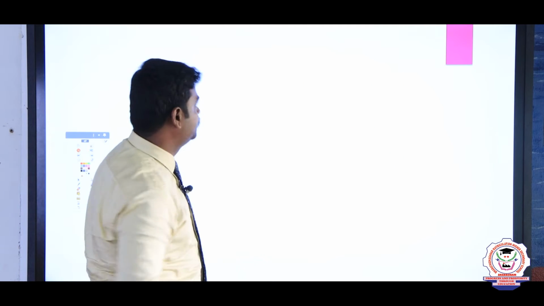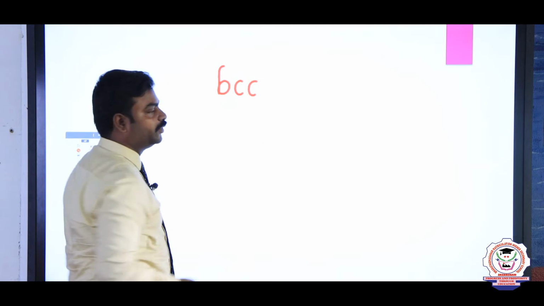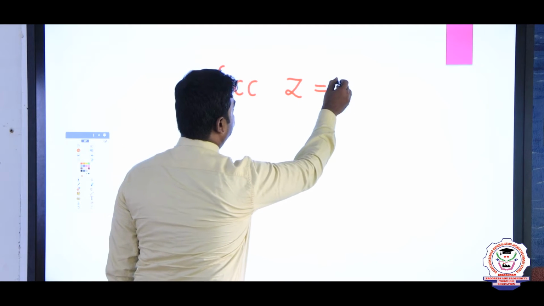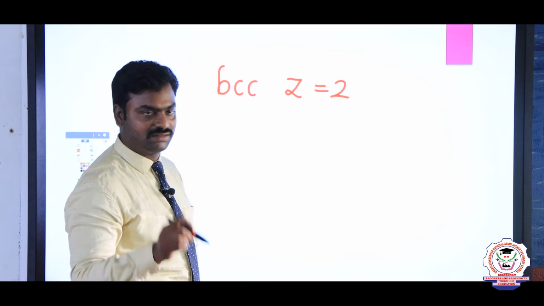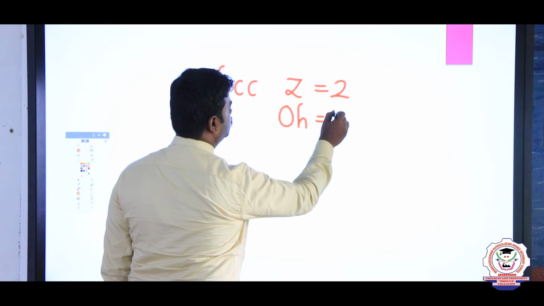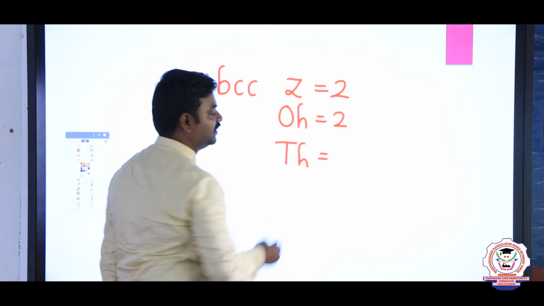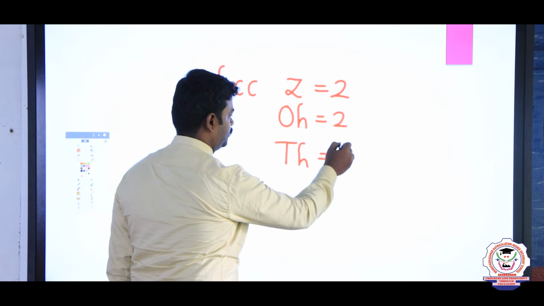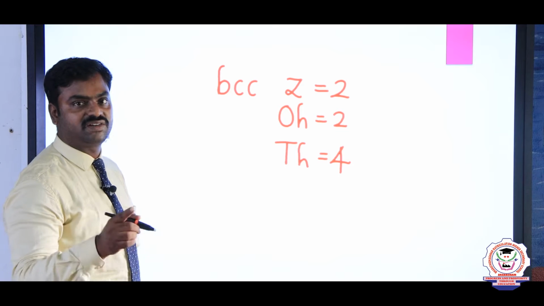What about BCC? In body centered cubic unit cell, Z value is 2. If the Z value is 2, the number of octahedral voids is 2. Likewise, the tetrahedral voids are equal to double the Z value, that is 4. So, in BCC, number of octahedral voids is 2, number of tetrahedral voids is 4.